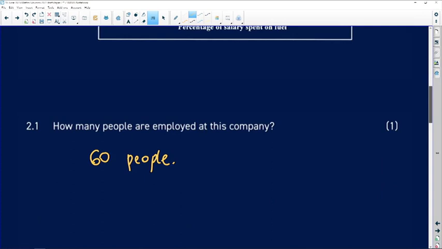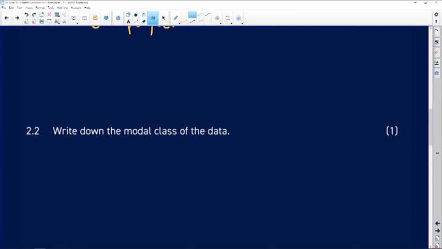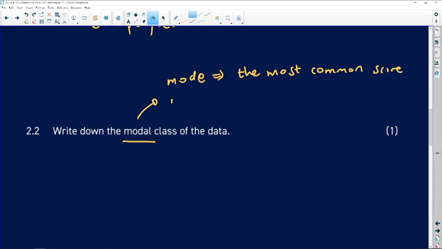Right, now we're going to go to the next one. What's the next one asking? They're saying we need to write down the modal class of the data. So modal, I think we all know that from ungrouped data, mode implies the most common, or the most occurring score. This is what the mode would be. But now we're talking classes. That means the modal class will be the class with the most entries.